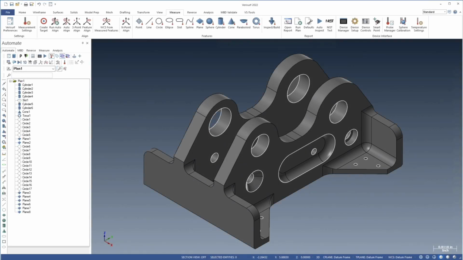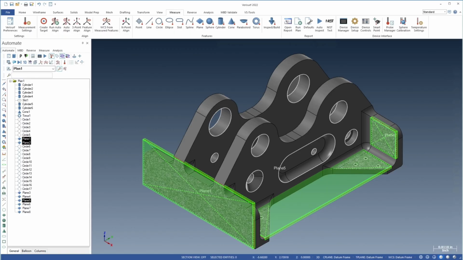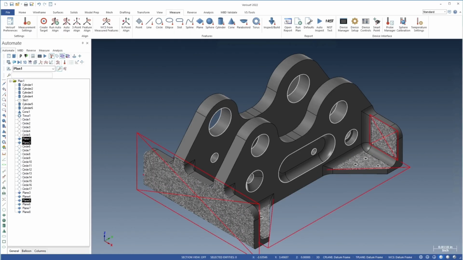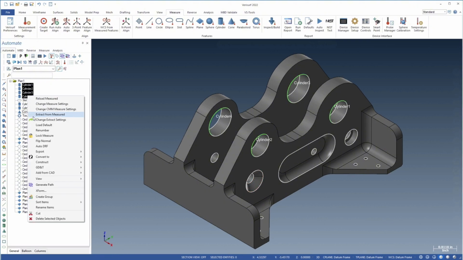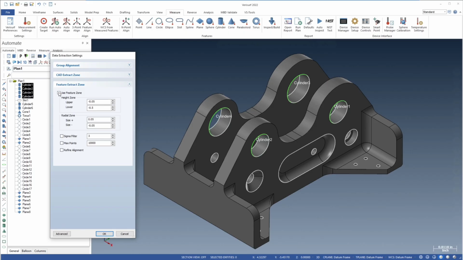Verisurf simplifies scan-based inspection and analysis through a graphical display of extraction zone boundaries, making it easy to visualize which points are used to define the measured geometry. Separate zones for radial and axial limits facilitate custom extraction strategies for different feature types, and extraction zones can be individualized for each feature in a plan.